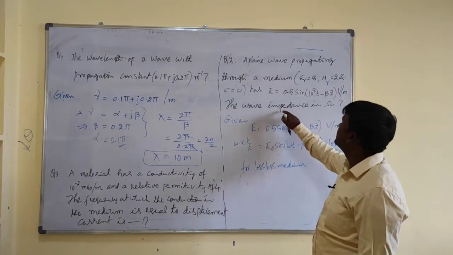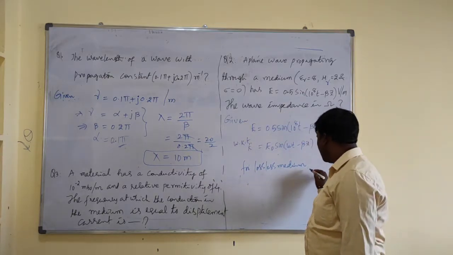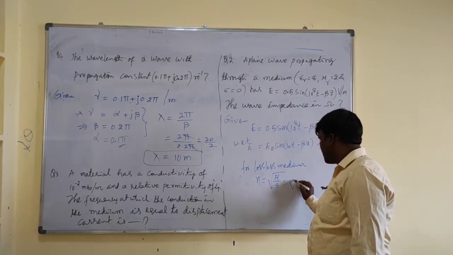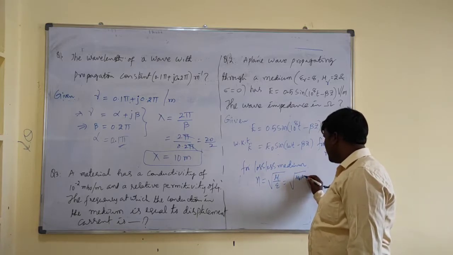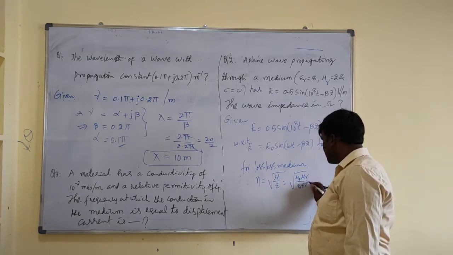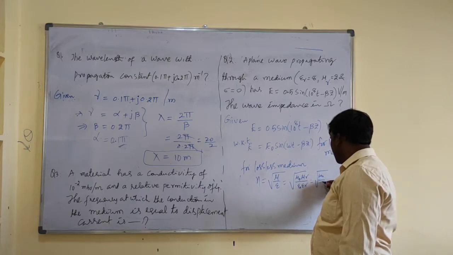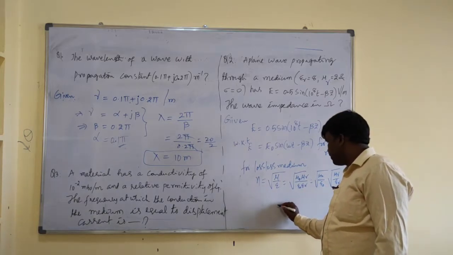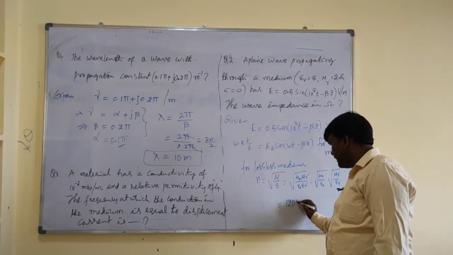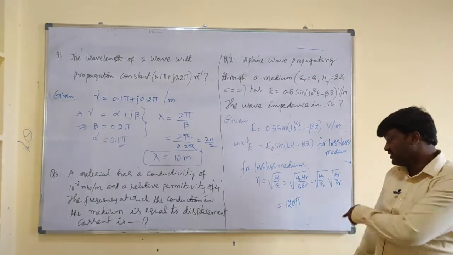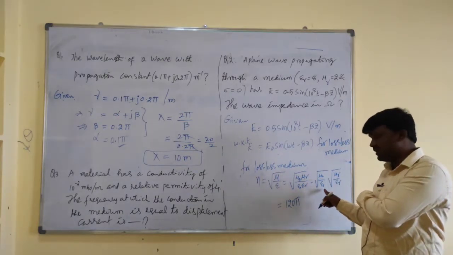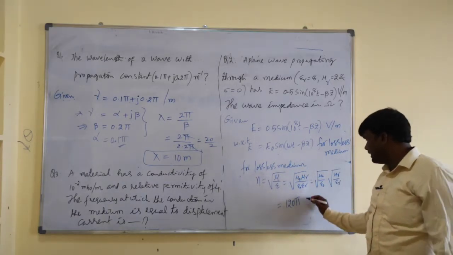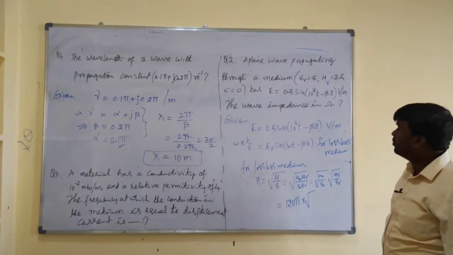For a lossless medium, the wave impedance eta is equal to under root mu by epsilon. This can be written as under root mu naught mu r by epsilon naught epsilon r. This can be written as root mu naught by epsilon naught into root mu r by epsilon r, and root mu naught by epsilon naught is nothing but the intrinsic impedance of free space. That value is equal to 120π.